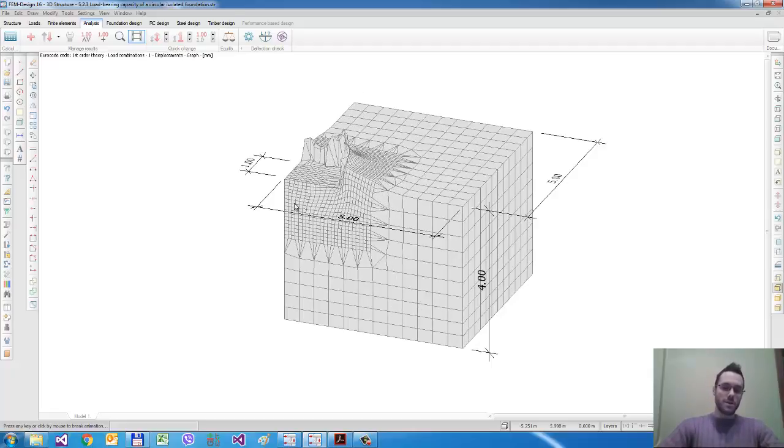because around the foundation slab we reach the shear strength of the soil, and we have a compound slip surface under the foundation slab.